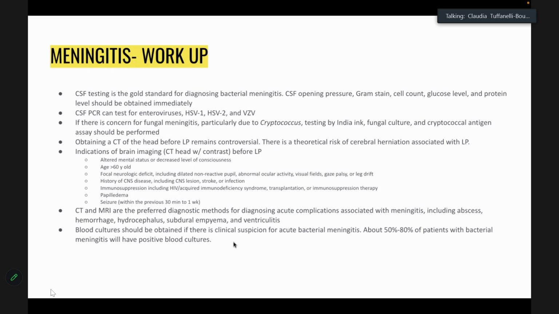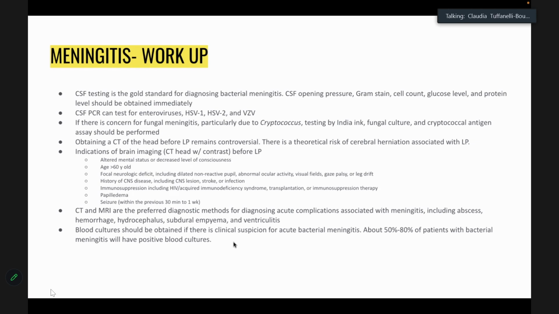So you do want to look at the opening pressure, and then you're going to order a gram stain, cell count, glucose, protein, and basically as many cultures as you can get from that. If you have the ability to do viral testing, that's great. If you have the ability to do fungal testing, like just having somebody look under a microscope, they have pretty distinct looks. And with Cryptococcus, there's an India ink stain test that you can do that is distinct for that one.